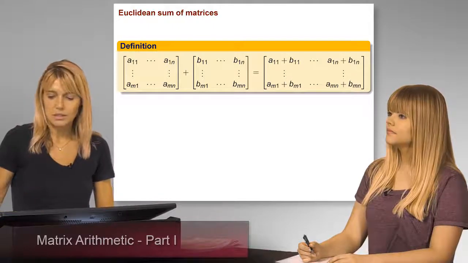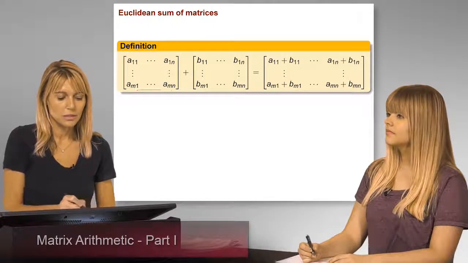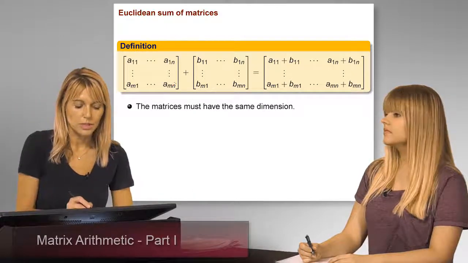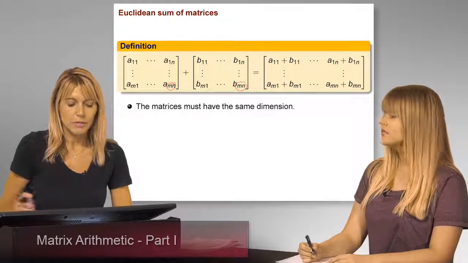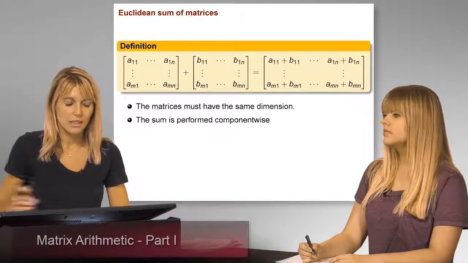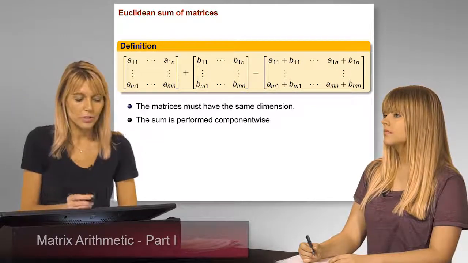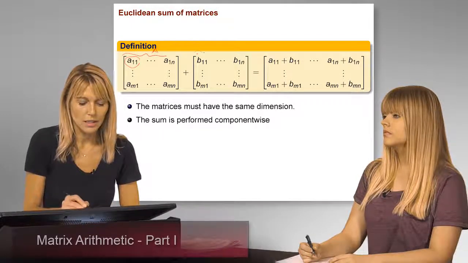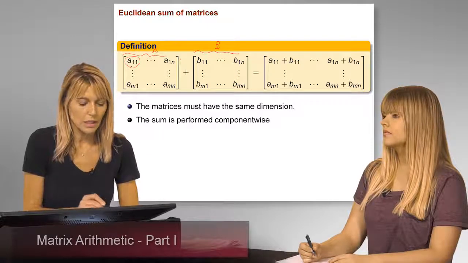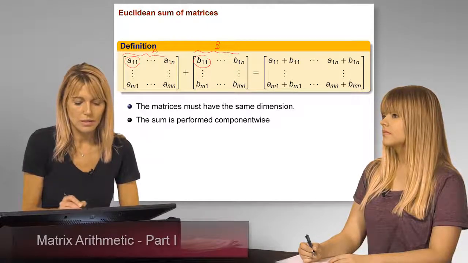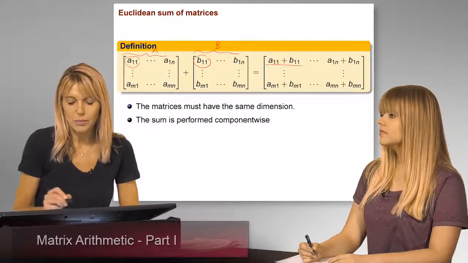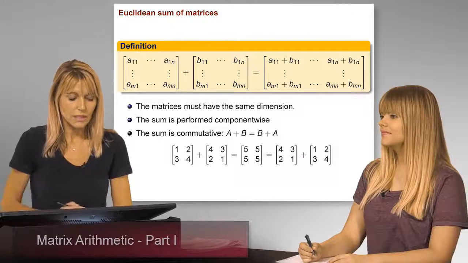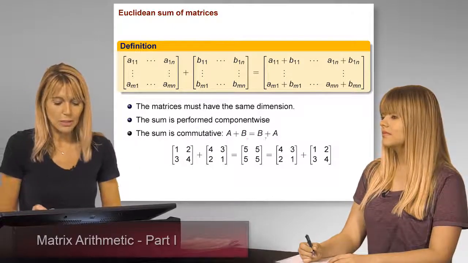Here's the definition. We have two matrices, which we are adding. Now the matrices must have the same dimension. Notice that both matrices here have dimension m by n. And the sum is performed component-wise. So here we have our first matrix A, our second matrix B. We take each component from A and B and we add them up to get the sum. So that's pretty easy. The sum is commutative. So A plus B equals B plus A.